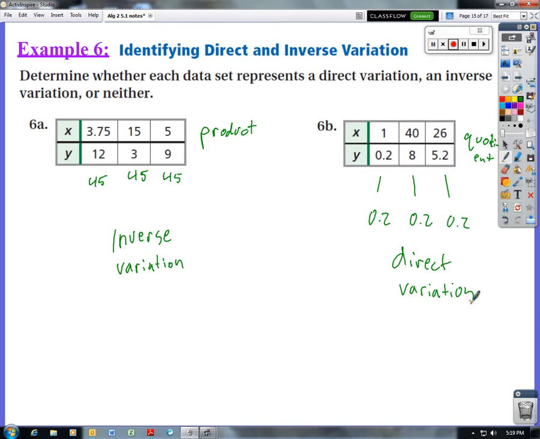Okay. So in review, if it wants you to figure out if it's direct variation or inverse variation, try to multiply your x and y values or try to divide your x and y values, and whichever one gets you the same either quotient or product indicates if it's direct or inverse variation.